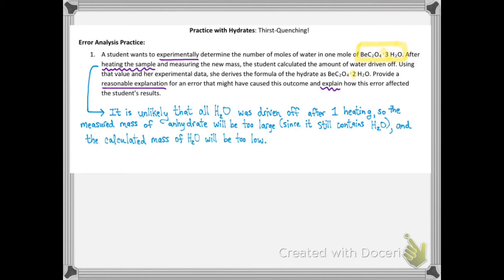Okay, so we've explained the error that might have caused this outcome, but we haven't completely answered the question. Here's our explanation, but remember there were two parts to the question being asked. They also wanted to know: how did this error affect the results? Well, there's just one little last thing we need to throw in there. The calculated mass of water is too low. Well, that means, of course, their experimentally determined hydrate formula shows less waters of hydration.